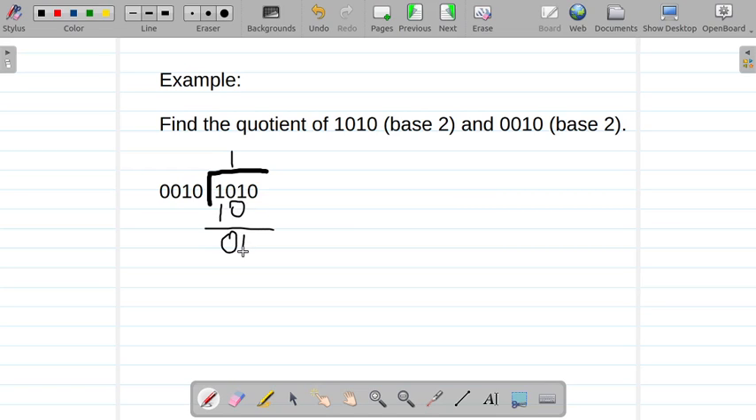Bring down 1. Then, 1 divided by 10 is 0. Then, 0 multiplied by 10 is just equals to 0. Bring down 1. Bring down 0. So, 10 divided by 0010 is 1. Then 1 multiplied by 0010 is just equals to 0. So, equals to 0. So, try na to checking.